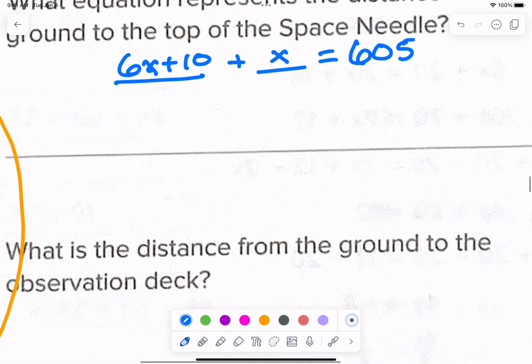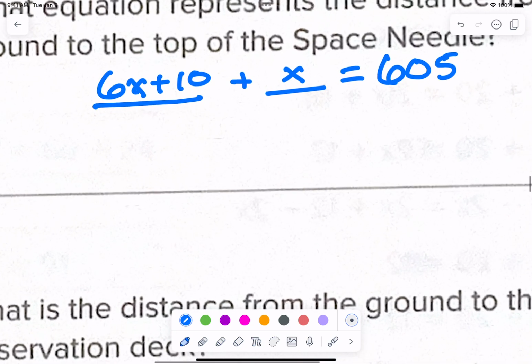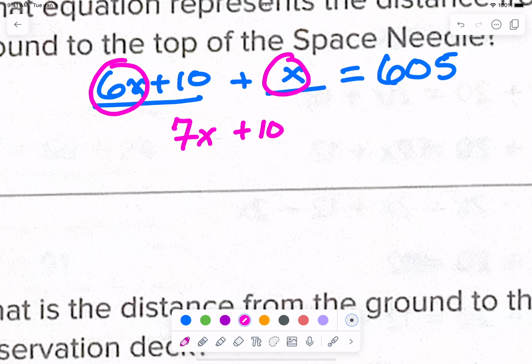Okay, 6x plus 10 plus x equals 605. Questions as to how we got that far? Okay, all right, what are you going to do first? 7x. Yep, 6x and x is 7x plus 10 equals 605. If you guys can skip steps and do some of that in your head, that's fine.